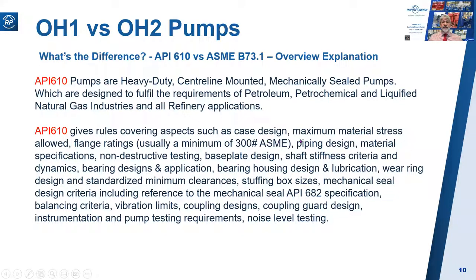It covers case design, material stress allowed, flange ratings, where the minimum should be 300 pounds, piping design, and material specifications, and it covers the material specifications of every component in a pump, not just the case and cover. Bearing designs, bearing housing design, lubrication, wear ring design, minimum clearances, and mechanical seal design criteria, such as the API 682, which is cross-referenced and is an integral part of API 610. And various other detailed requirements.